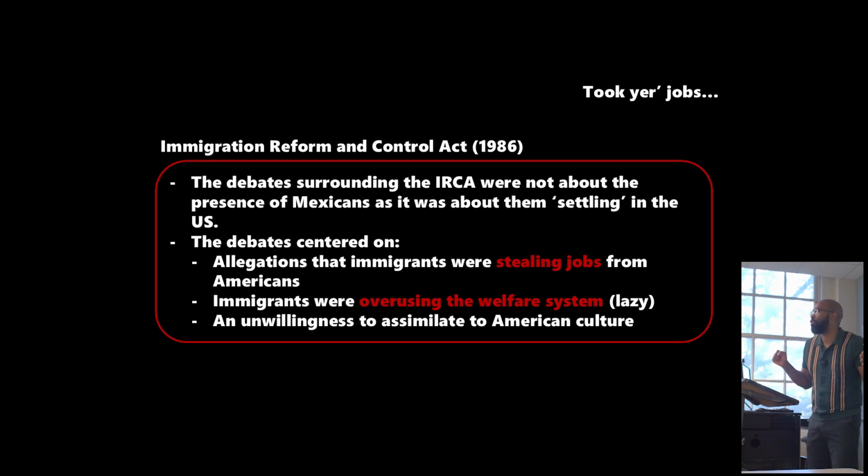So that becomes an argument too, where these immigrants want to come here and mooch off of the system, and they want to take advantage of the benefits of being American without actually being American. And they're taking your taxpayer dollars and then going and having kids, having parties in their backyards. They're not even doing anything here, right?